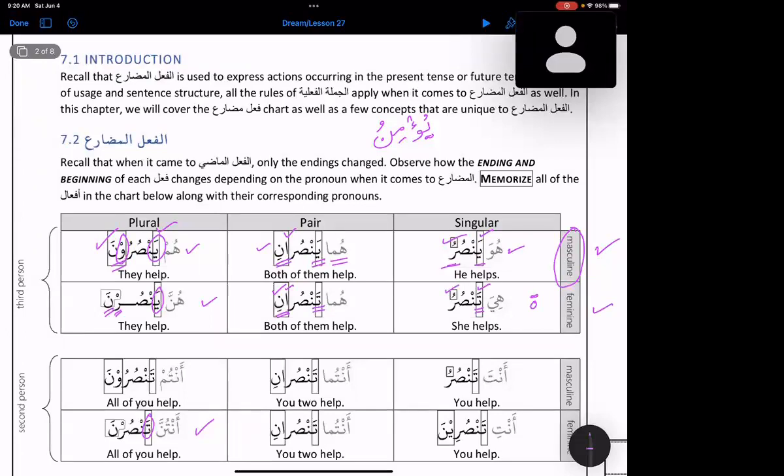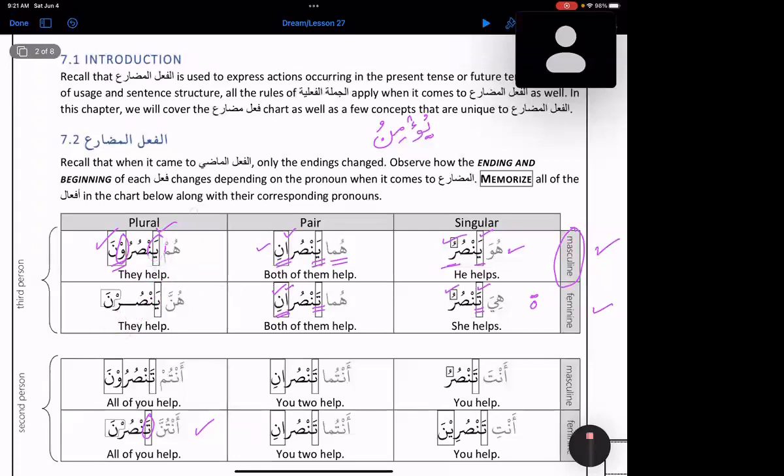Okay, one more time. Huwa yakfuru, huma yakfurani, hum yakfuruna. Hiya takfuru, huma takfurani. Hunna yakfurna. So we need to remember that the middle root letter is taking the U sound. This U sound will remain. We cannot make changes in this middle root sound. So that would be yakfurna.